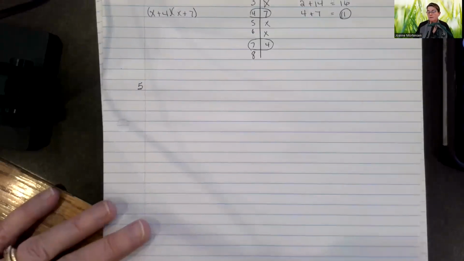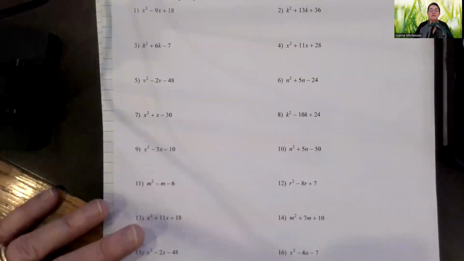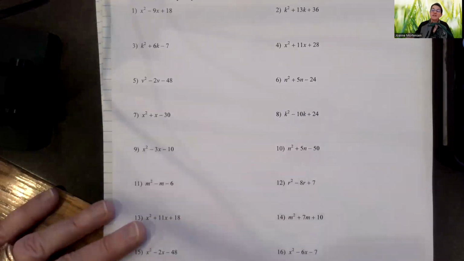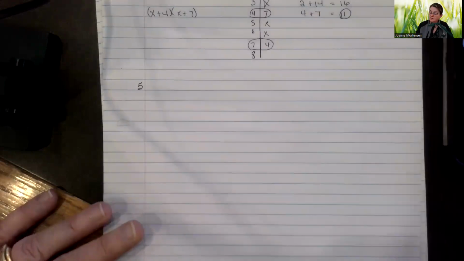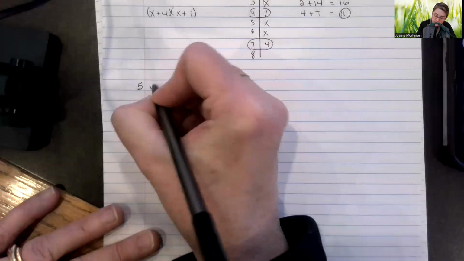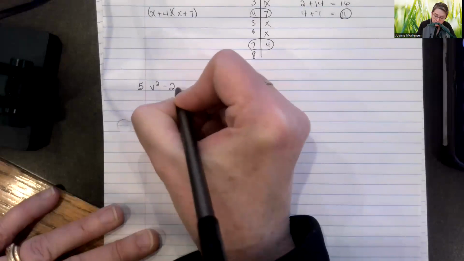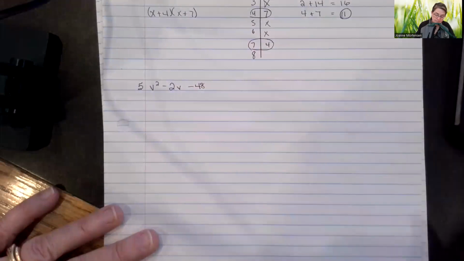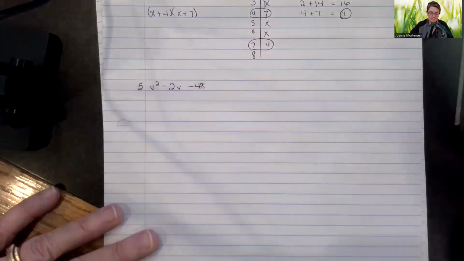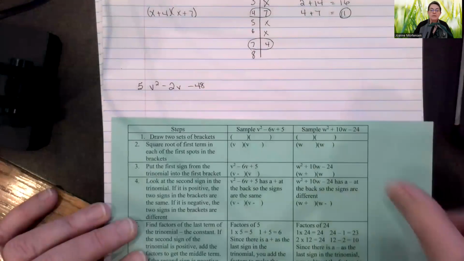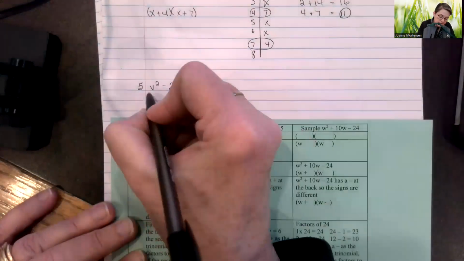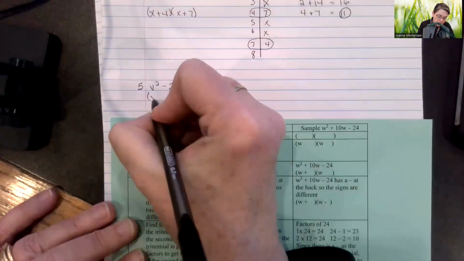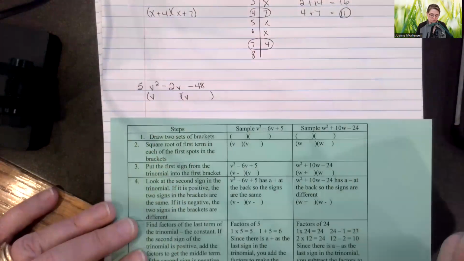I'm hoping, by the way, that you actually have this and have done most of these, and you're just fast forwarding to find the question you're struggling with. So v squared minus 2v minus 48. Okay. Need my steps. Draw 2 brackets. Check. Square root. The only way you get v squared is v times v.